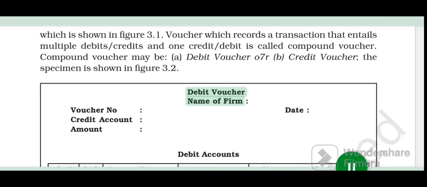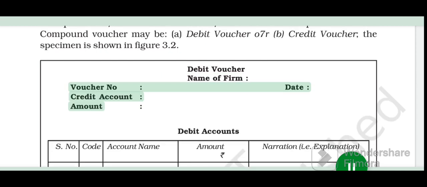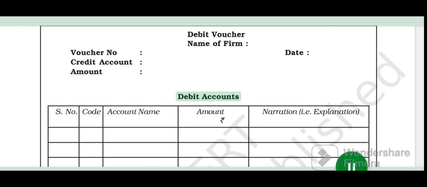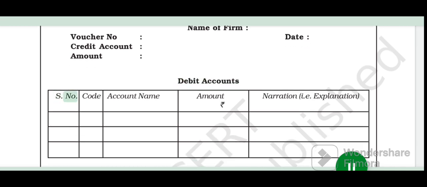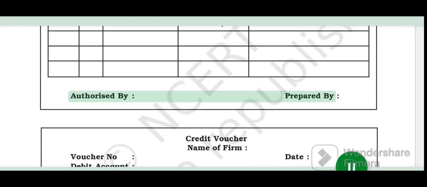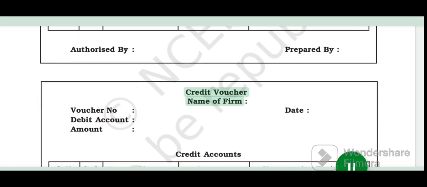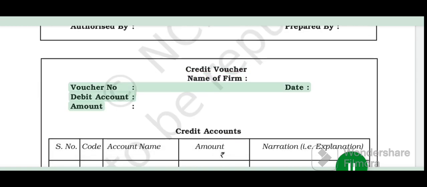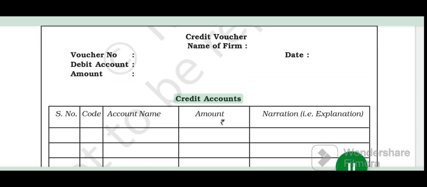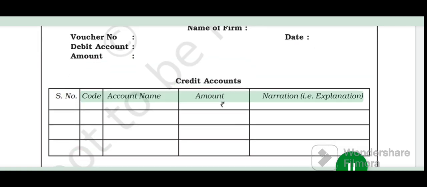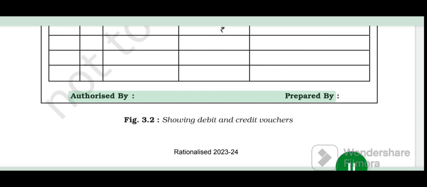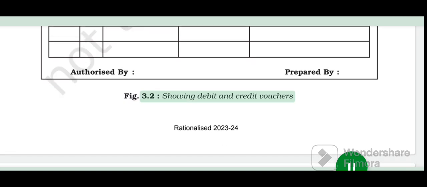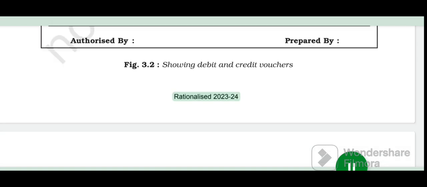Debit voucher: name of firm. Voucher no, date, credit account, amount. Debit accounts. S. No. Code: account name, amount, narration, i.e. explanation. Authorized by, prepared by. Credit voucher: name of firm. Voucher no, date, debit account, amount. Credit accounts. S. No. Code: account name, amount, narration, i.e. explanation. Authorized by, prepared by. Fig. 3.2, showing debit and credit vouchers.